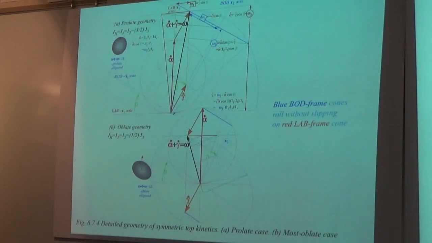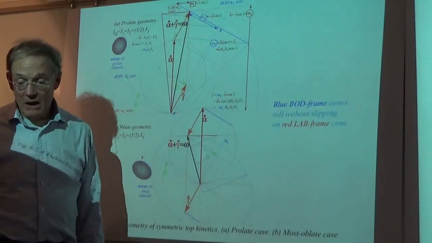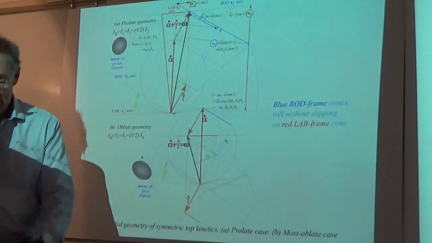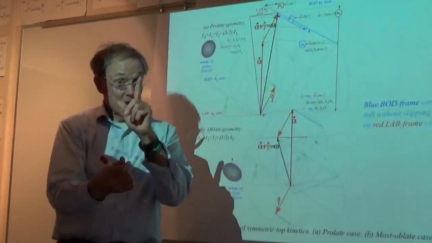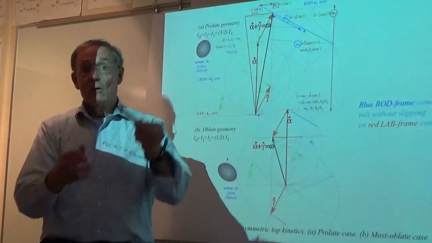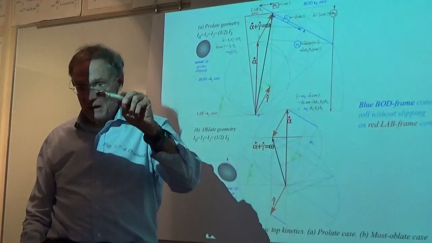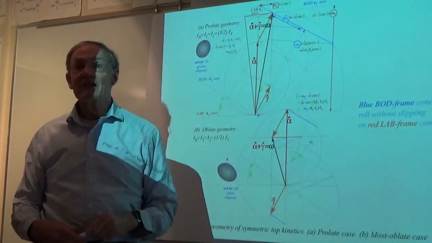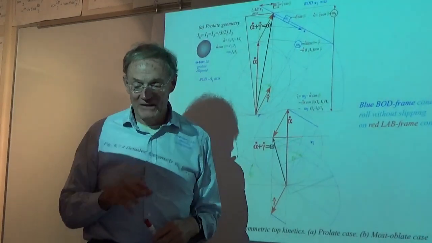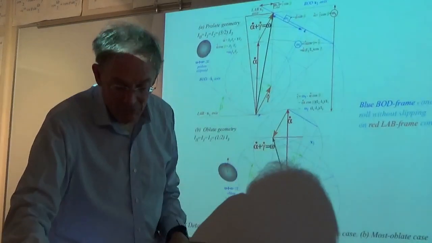So you can see, anytime you throw a prolate top into the air, most of the time you won't get a throw like that. Most of the time you'll get something like that, where it lazily precesses. That's what we're talking about here, as precessional motion of the object.